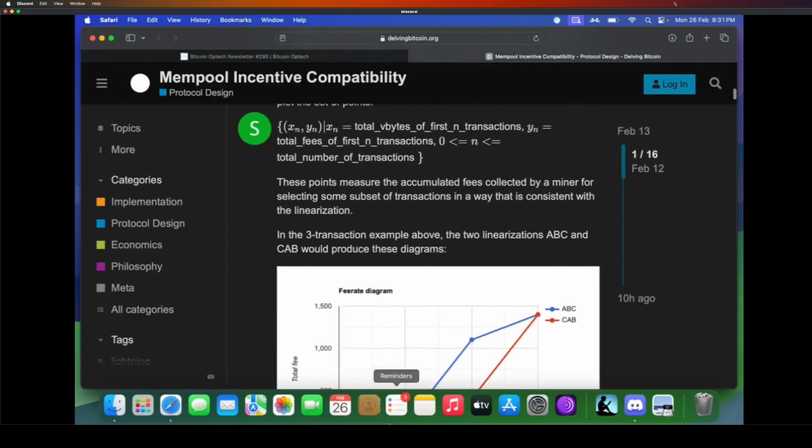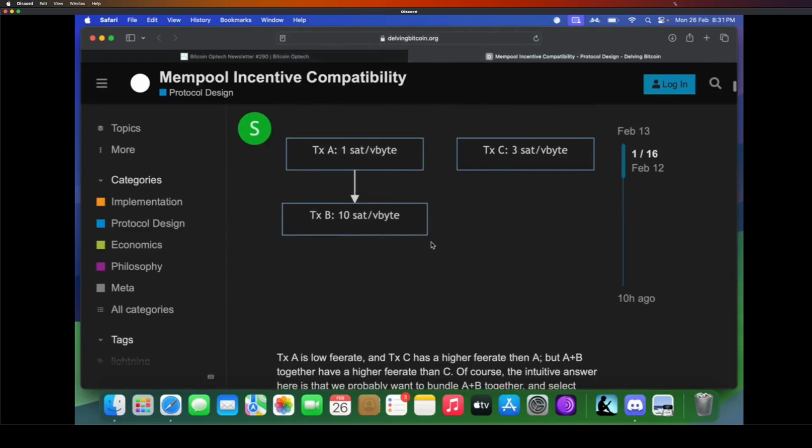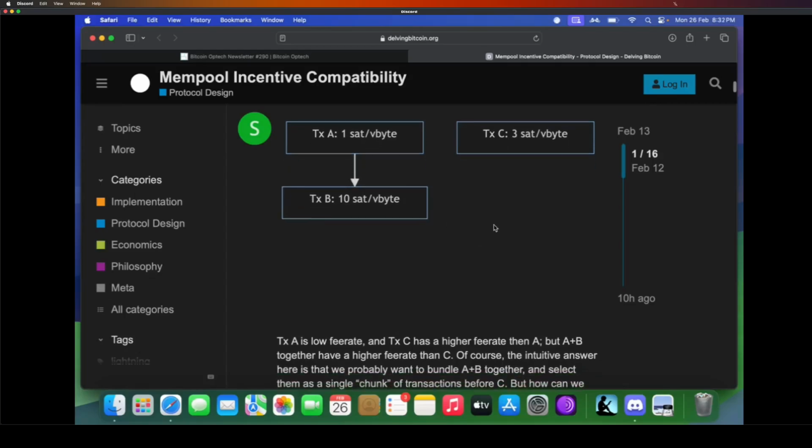Yeah. Okay. So he gives the example of a transaction A that is already in the mempool. It's paying 1 sat per virtual byte. There's another transaction that's also already in the mempool, transaction B, that's paying 10 sats per virtual byte. Transaction B is the child of transaction A. Now transaction C is trying to enter the mempool.